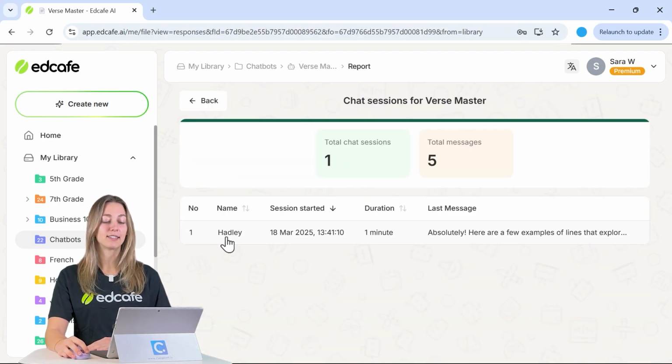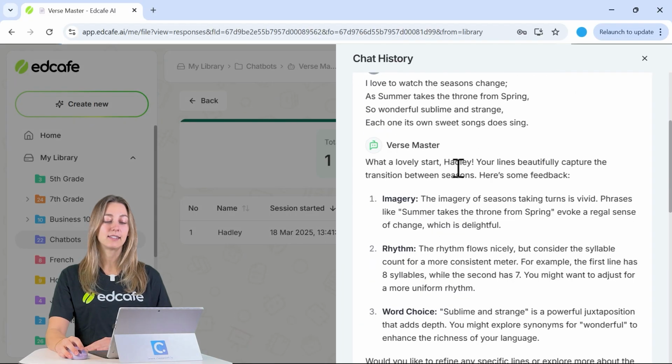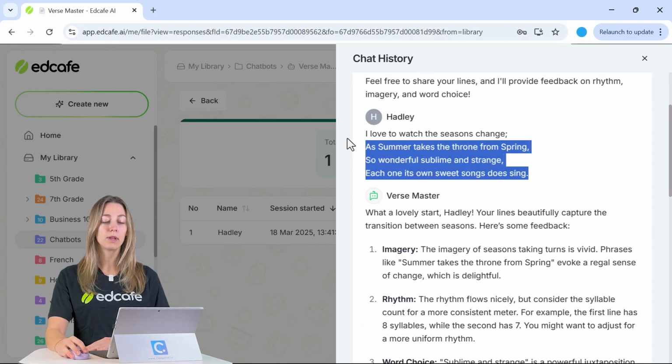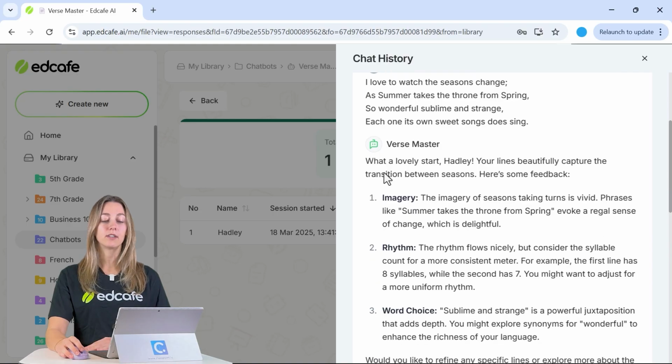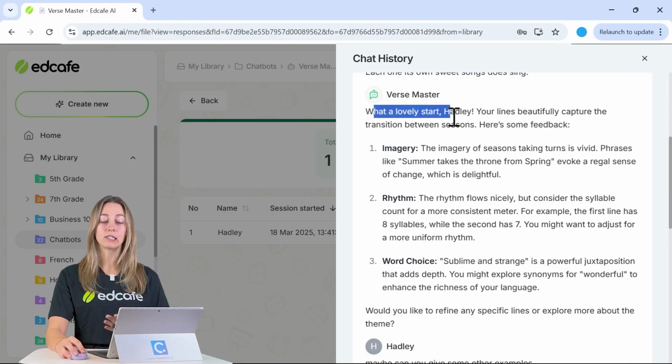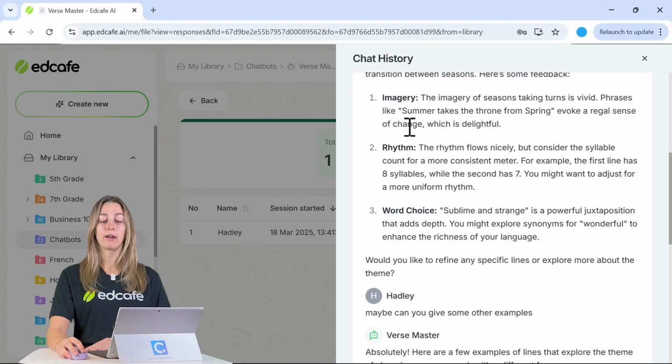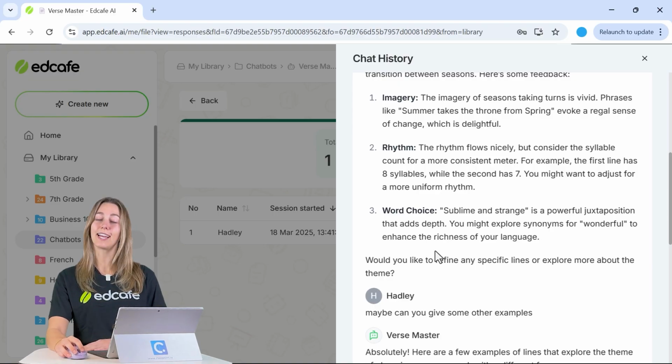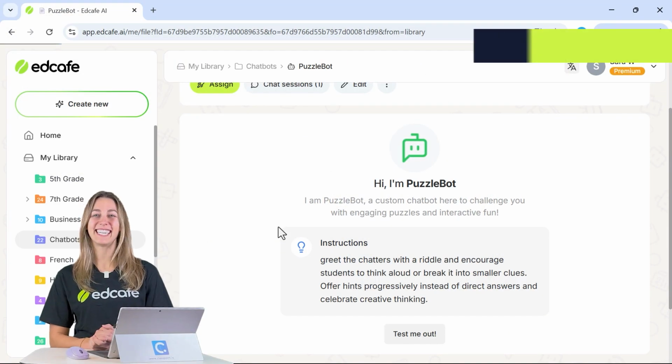So here we have a chat session with Hadley, and let's see, she has a quick poem that is written here. And the chatbot provides a lovely start and some feedback about imagery, rhythm, and that word choice like we suggested. Number 16 is a fun one too.